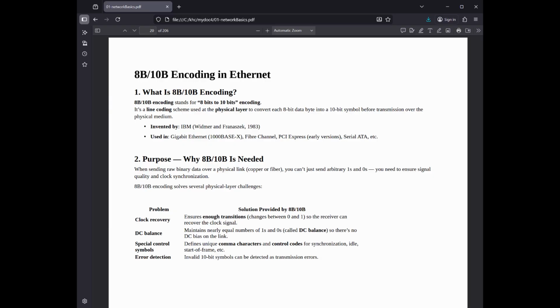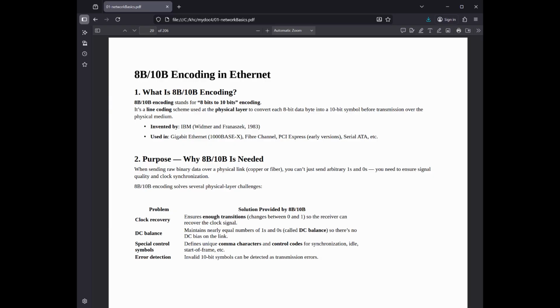Purpose and benefits. The primary reasons for using 8B/10B encoding are to ensure reliable data transmission over physical media such as copper or fiber optic cables. DC balance, DC-free signal. The encoding ensures that the number of ones and zeros transmitted over time is nearly equal. This prevents a net direct current (DC) voltage buildup on the line, which is essential for technologies that use transformer or capacitor coupling, like standard Ethernet twisted pair or optical receivers.